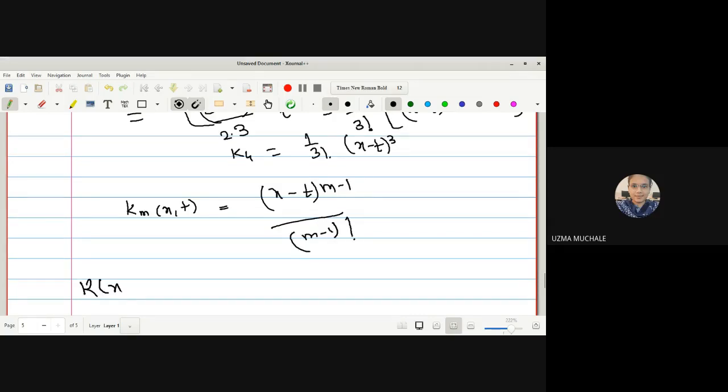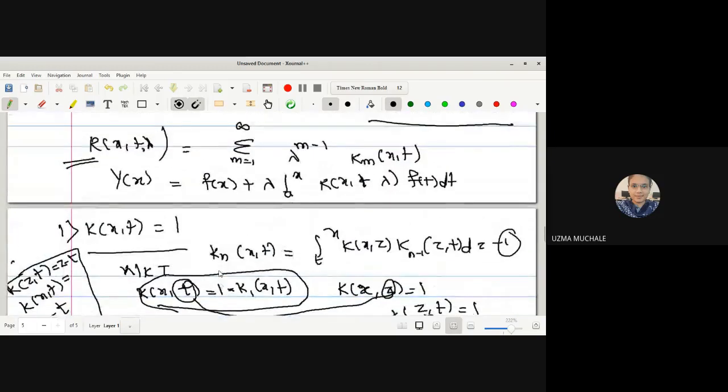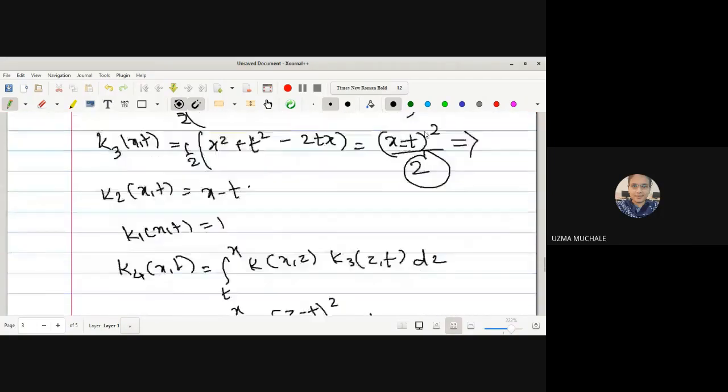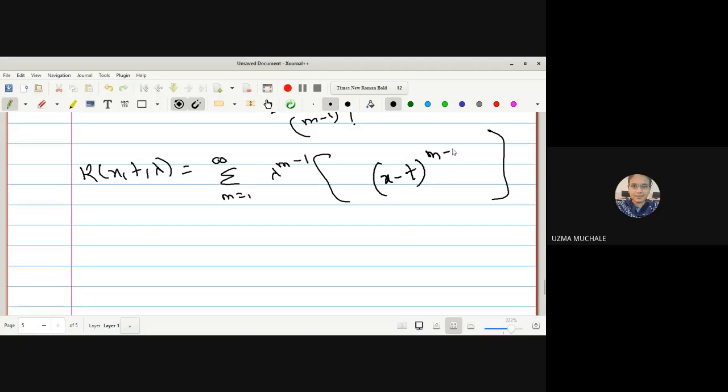Now let me write down the formula for r of xt lambda. What is the formula for r of xt lambda we have obtained from the theorem? R of xt lambda is summation m runs from 1 to infinity lambda raised to m minus 1 Km of xt. Km of xt just now we have found. Let me put this formula for Km of xt in r of xt lambda. I will write directly Km of xt as x minus t raised to m minus 1 divided by m minus 1 factorial.